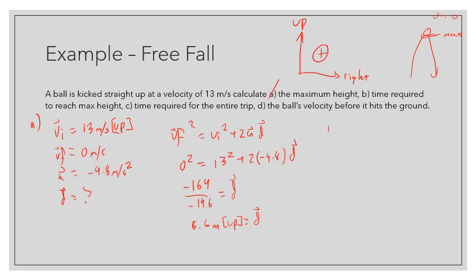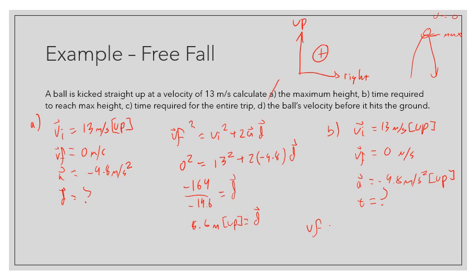Now we need to find the time needed to reach max height. So we know that Vi equals 13 meters per second up. We know that Vf is equal to 0 meters per second. We know that acceleration is equal to negative 9.8 meters per second squared up. And we know that t is what we need to find.